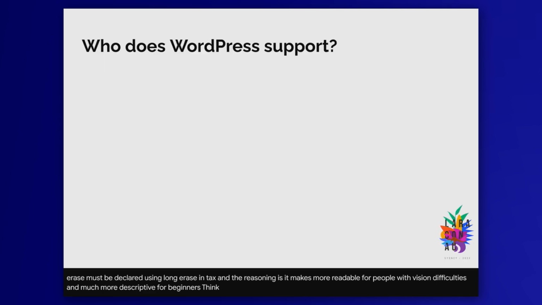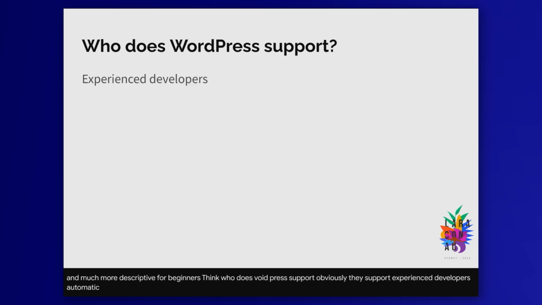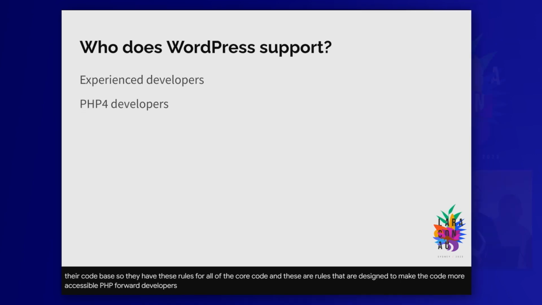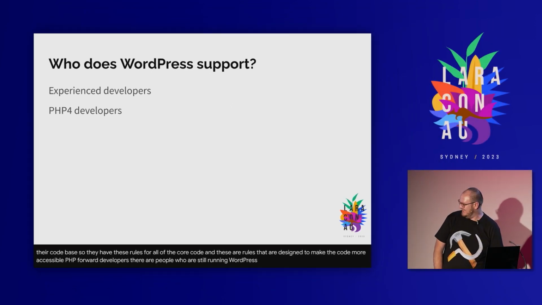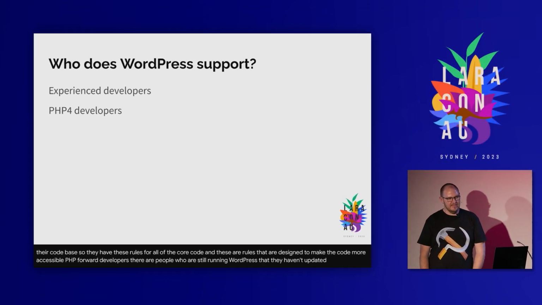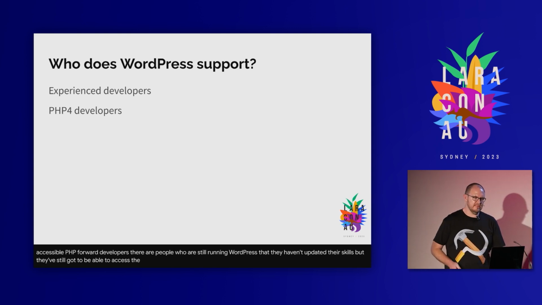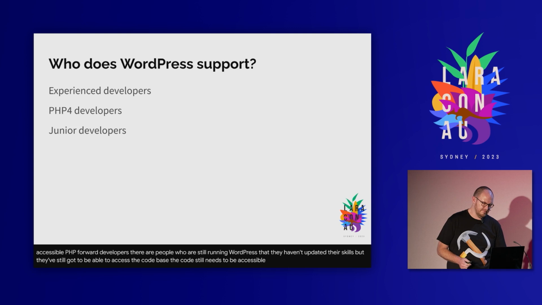You've got to think, who does WordPress support? Obviously, they support experienced developers. Automattic is a pretty massive company. It has a lot of developers, not all of which are PHP developers. It has to support them in their code base, so they have these rules for all of the core code, and these are rules that are designed to make the code more accessible. PHP 4 developers, there are people who are still running WordPress that haven't updated their skills, but they've still got to be able to access the code base. The code still needs to be accessible to them.